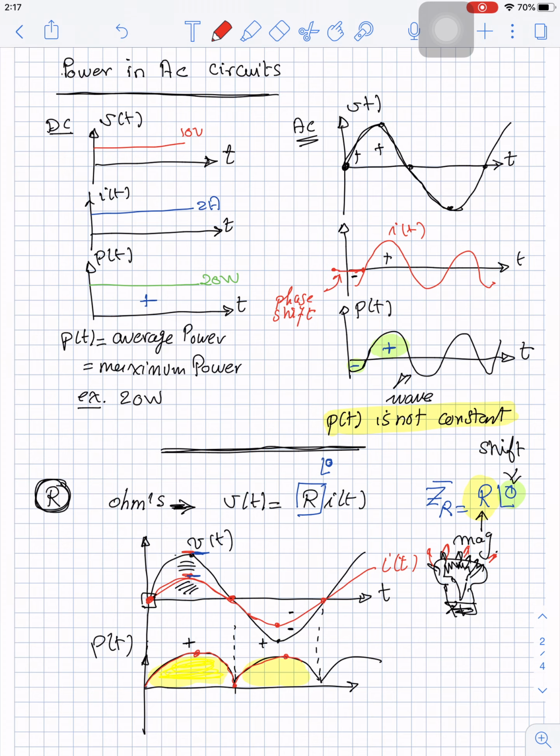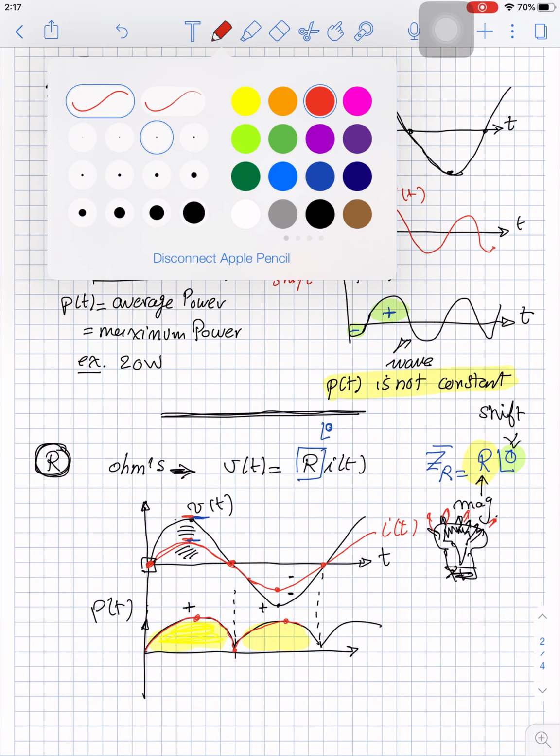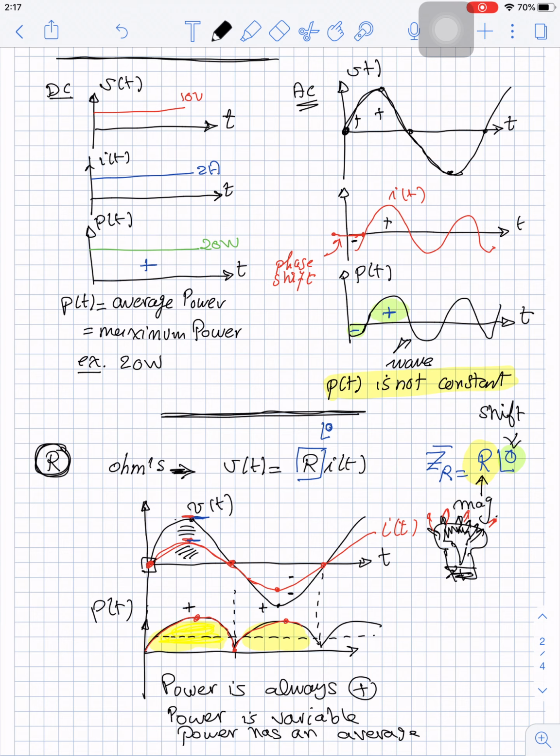Now let's take the second element we have. Okay, so this is for the resistance. So we can say for the resistance that the power is always positive, the power is variable, and the power has an average. What is the meaning of the power has an average? You can find an average for this waveform. This is the average. The average is not zero.